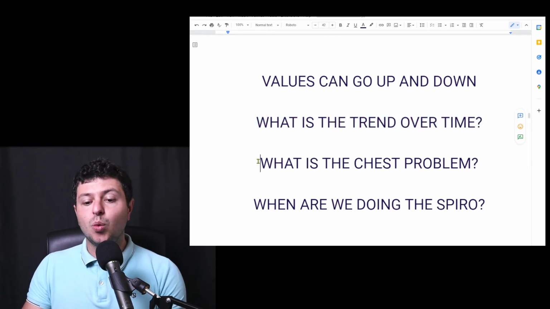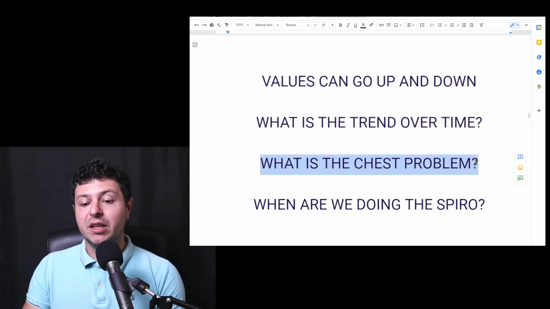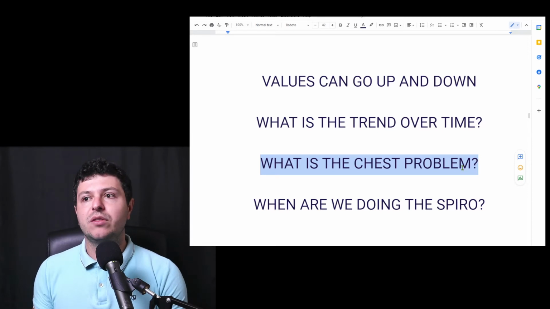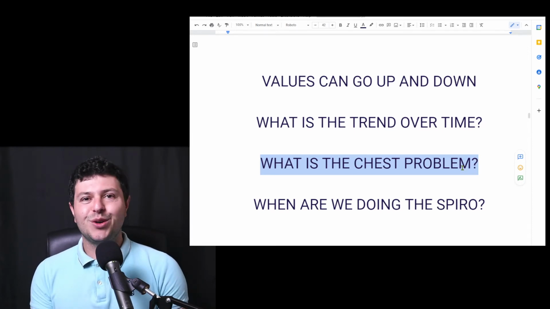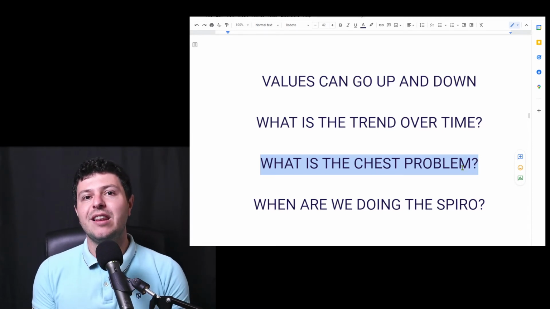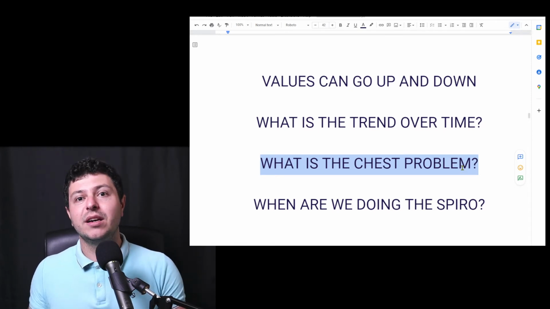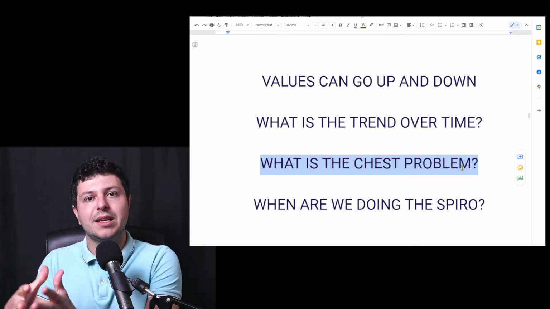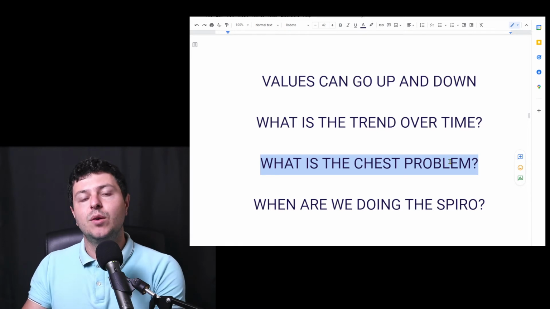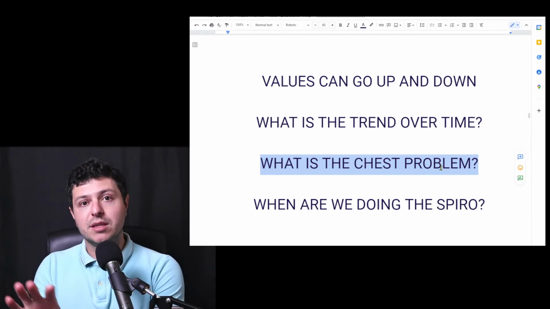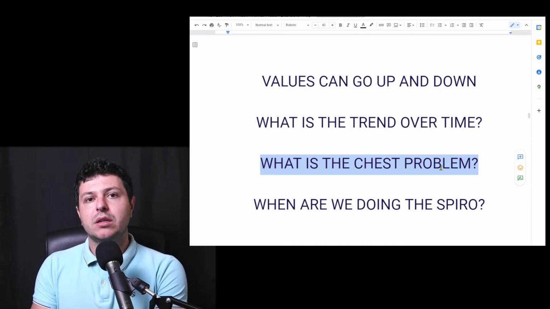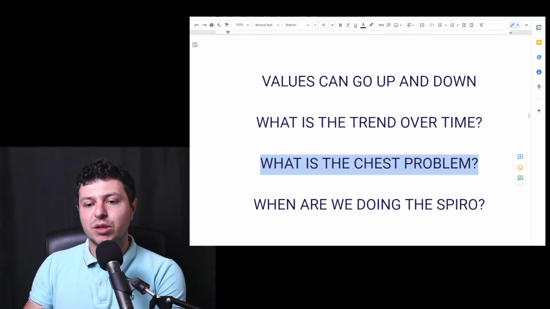Then it's important why we are doing the spirometry. What's the chest problem? Are we looking for asthma? Are we trying to monitor asthma? Are we trying to monitor lung fibrosis, so scarring of the lungs that potentially is progressive and getting worse over time? It depends what we're looking for. But if we know the answers to these questions, we can actually use spirometry in a very efficient way. And I think that's really important to understand.